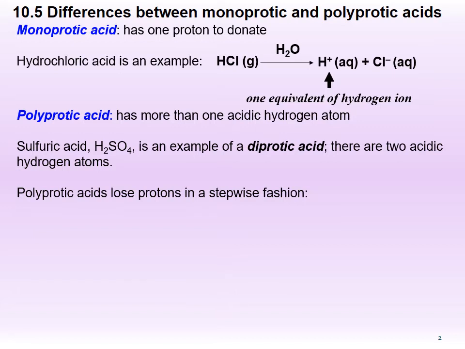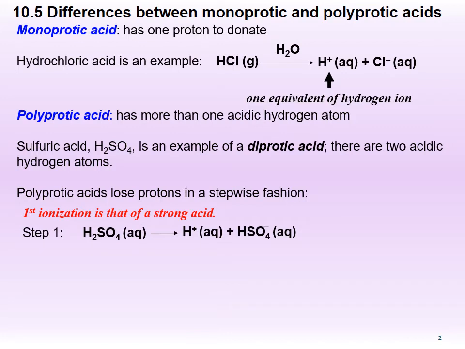Let's consider sulfuric acid as an example. For sulfuric acid, the first ionization is that of a strong acid. Sulfuric acid in water ionizes to give hydrogen ion and hydrogen sulfate ion. Notice the use of a single arrow to denote the irreversibility of the first ionization of sulfuric acid.